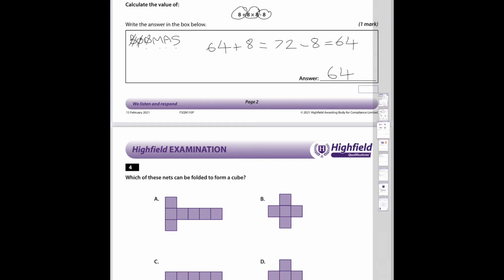64. If we did it in steps, so we did 8 plus 8, which is 16, times 8, minus 8, that's going to be a completely different figure. So you have to follow this DMAS, divide, multiply, add, subtract, when you're doing a calculation like that.